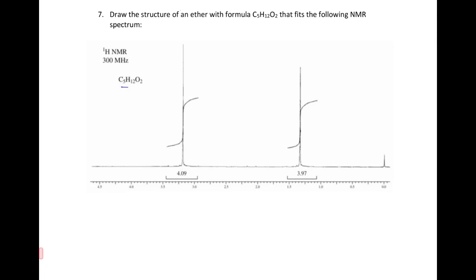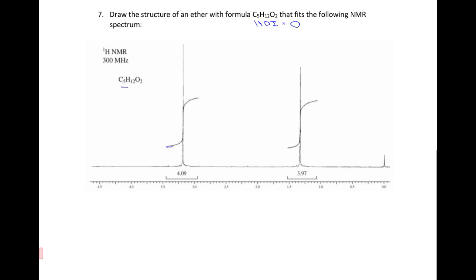Question 7. Draw the structure of an ether with the formula C5H12O2 that fits the following NMR spectrum. So the HDI of this compound, the hydrogen deficiency index, is 0. So no double bonds, no rings to worry about.